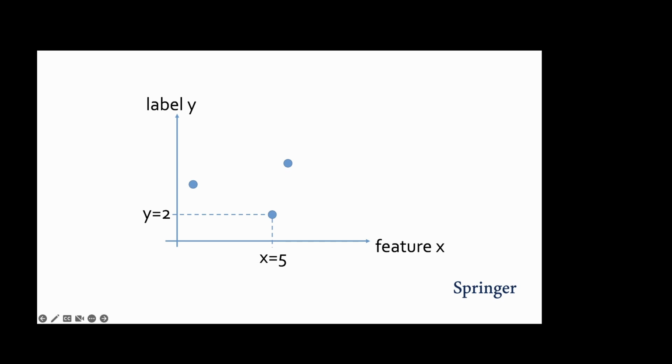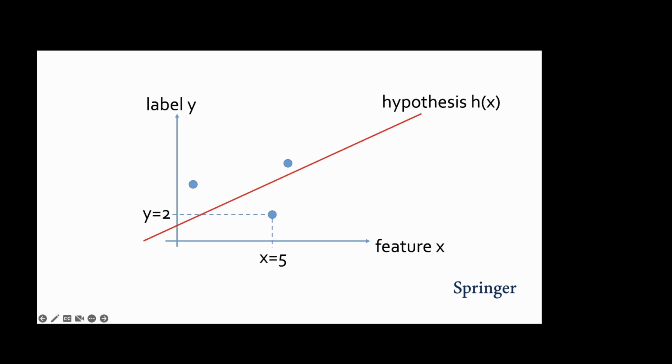Consider a set of 3 data points. Each data point is depicted by a filled circle and characterized by a numeric feature x and a numeric label y. Machine learning is about finding or learning a map that reads in the feature of a data point and delivers an estimate or prediction for its label.